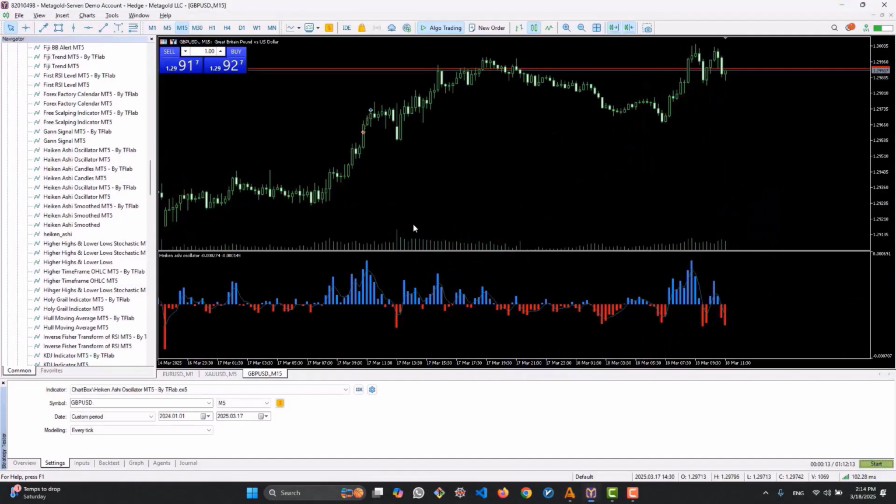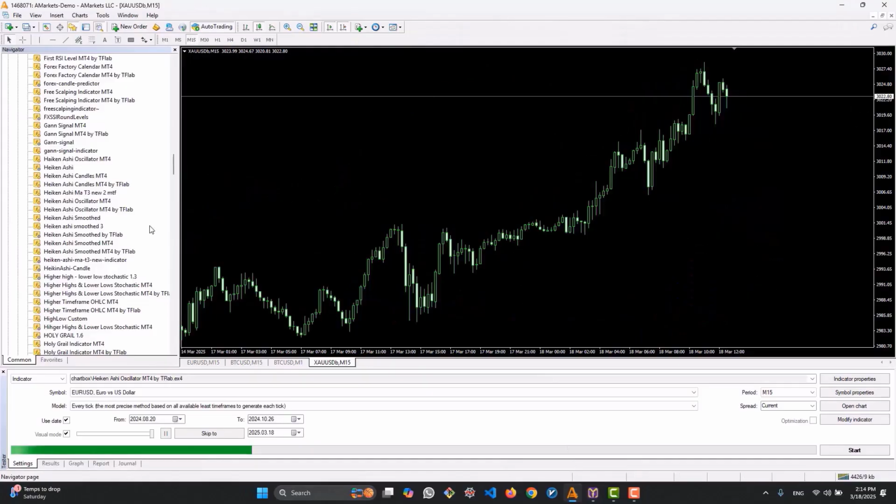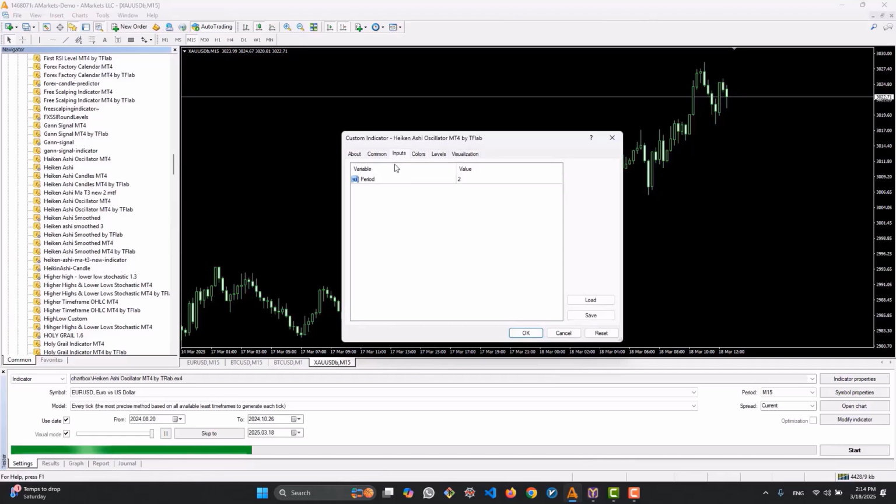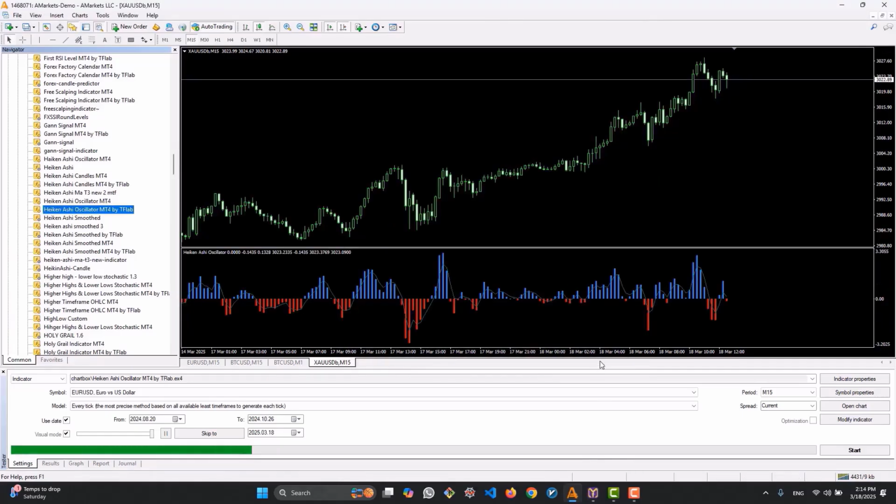You can also use the MT4 version of this indicator on the MetaTrader 4 platform. Let's watch a live test of this indicator on the MetaTrader 4 platform.